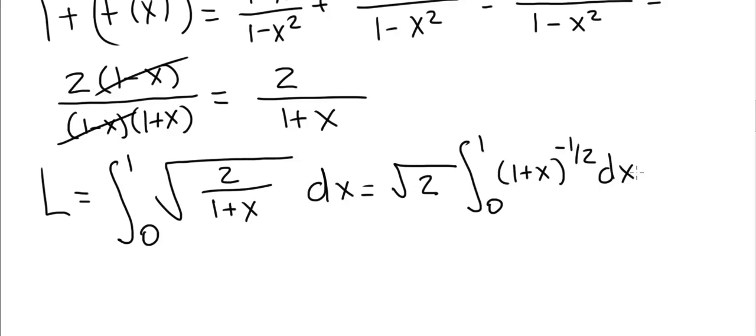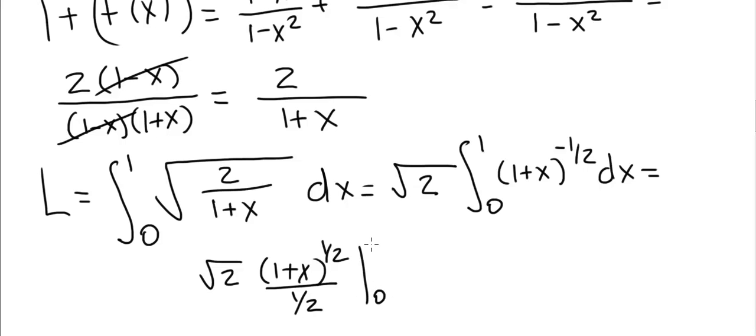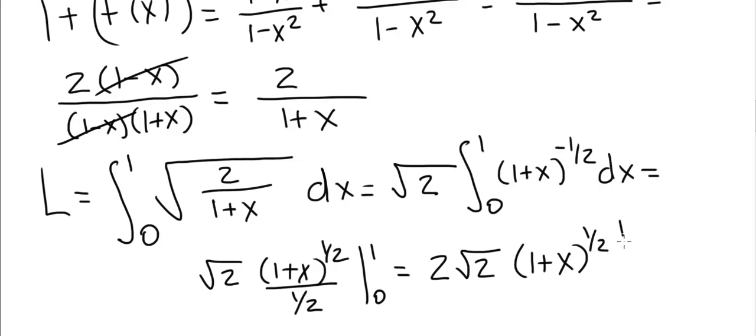This is just like u. So this is equal to the square root of 2 times 1 plus x to the 1/2 power divided by 1/2 power, evaluated from 0 to 1. Or we can rewrite this as 2 times the square root of 2 times 1 plus x to the 1/2 power, evaluated from 0 to 1.